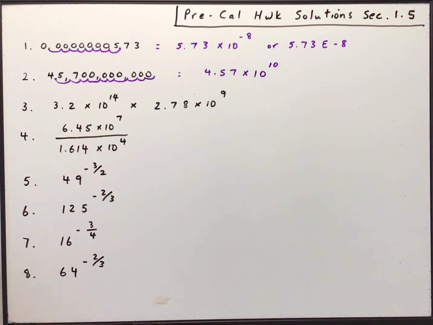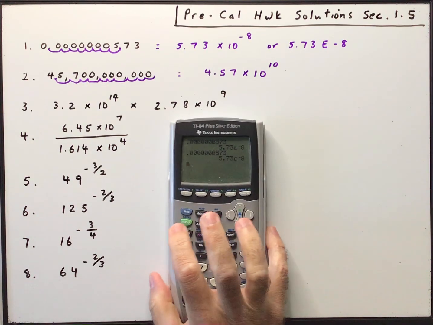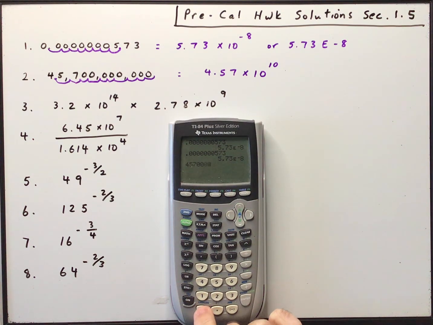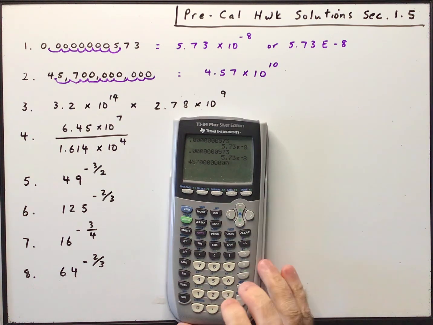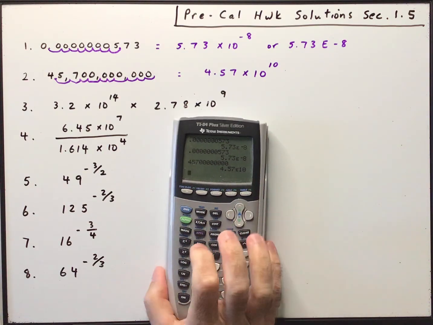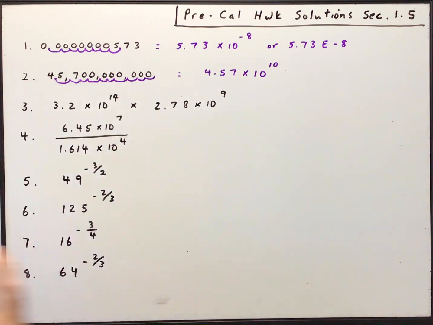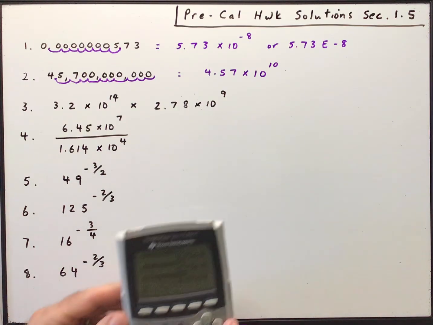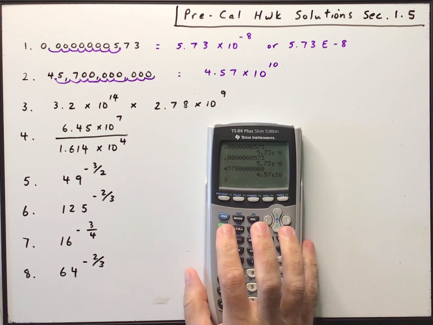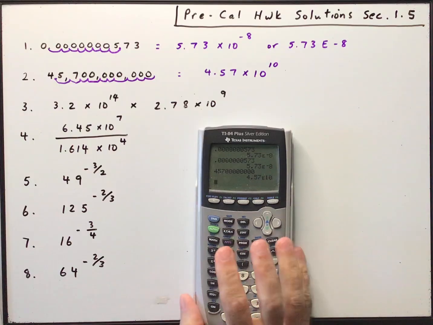And let's see if we can get our calculator to check that for us. 45,700,000,000, and then hit enter. And that's 4.57 e to the 10th is what your TI-84 would say. So there we go. All right, for the multiplication and division, I am going to do this by calculator, of course.